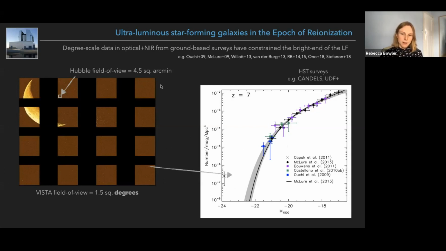So that's why I'm showing you this kind of brownish image here. This is what the VISTA telescope, which is shown on the top left here, can see in one shot. This is the VISTA telescope field of view compared to the Hubble field of view. You can see that it's covering a much larger area on the sky, and this enables it to get a much larger volume to find these much rarer and brighter sources.